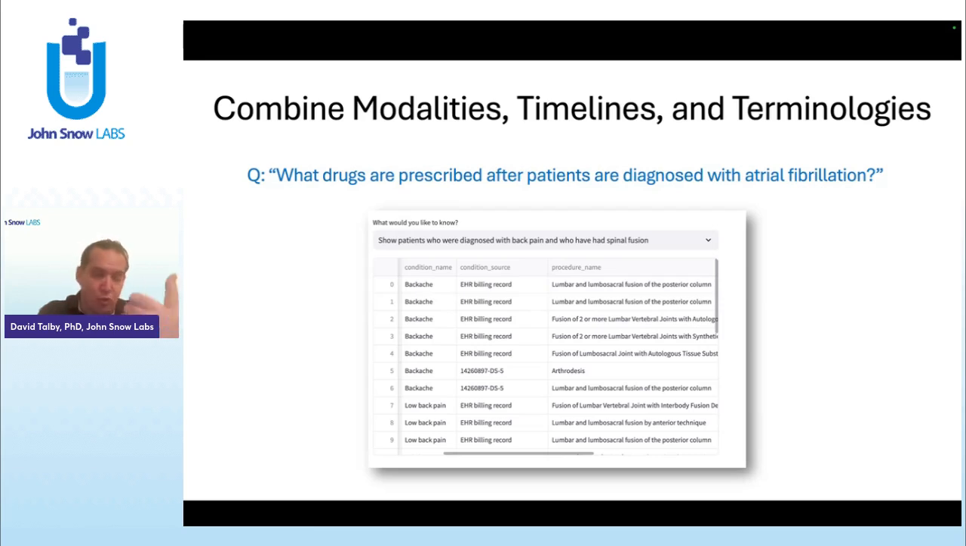So the goal is really to open this up, so that being able to use these unified data sets can be done beyond a team of BI analysts, or people who really are familiar with the schema and the tools.